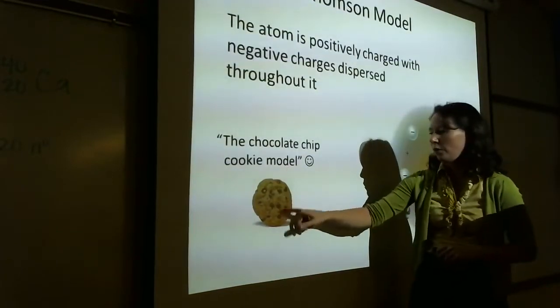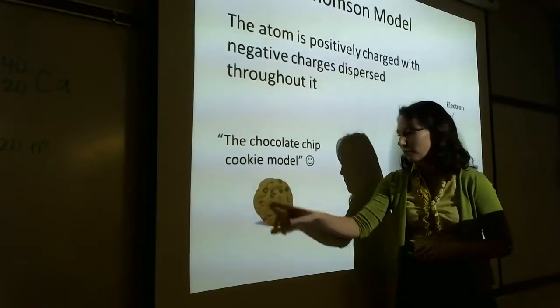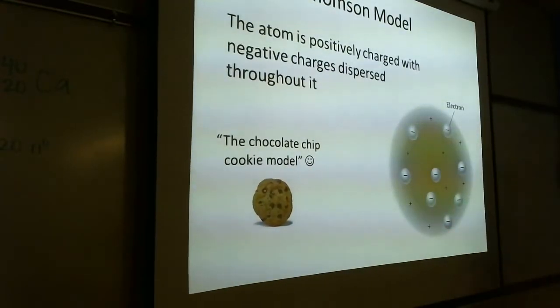Positive sphere with negatives randomly displaced throughout. And again, this is the Thomson model. So be able to sketch it, be able to explain what experiments led to it. If you can understand the cathode ray tube, you can understand the Thomson model. That's all I need you to do. Is there more to it than that? Yes. We're just getting the condensed version, okay?